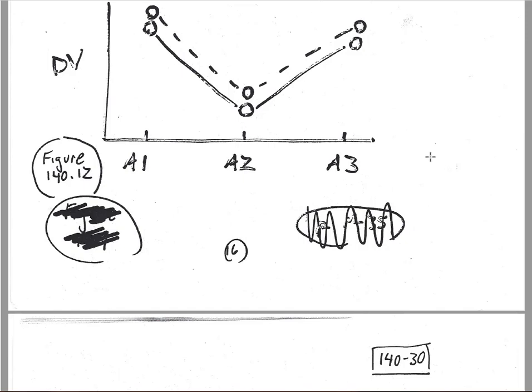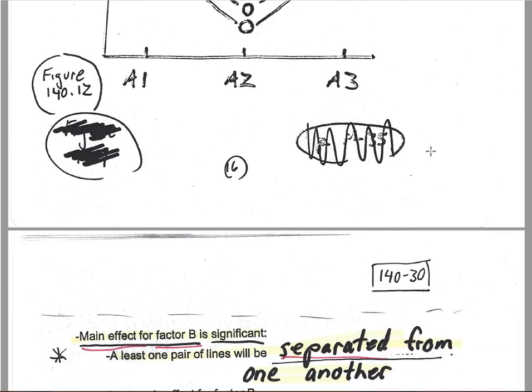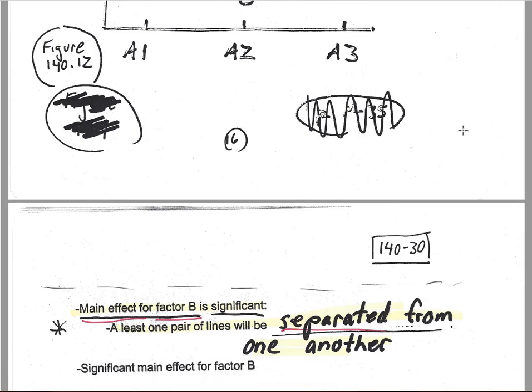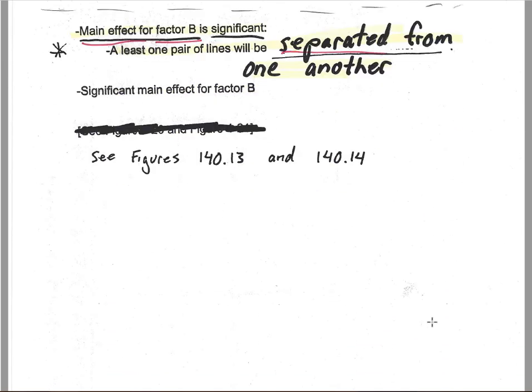We come to the third and final kind of effect you can get with a two-way ANOVA, and that is main effect for factor B. You know the main effect for factor B is significant if at least one pair of lines are separated from one another. Main effect for factor B is significant when at least one pair of lines are separated from one another. Some examples.